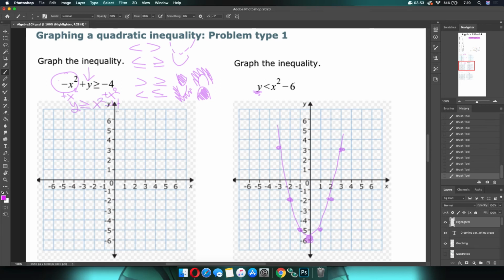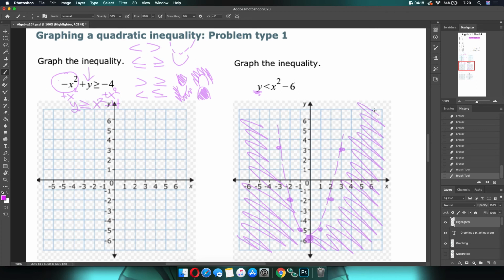Oh, I forgot the shading, silly Ms. Dubois. All right, so let's look over here. You can see that it's not an or equal to, which means this is supposed to be a dotted line. Silly Ms. Dubois, thinking I know what I'm doing. And then finally, it's less than, so we're going to be shading below. That's what it should look like. That looks a little bit better.